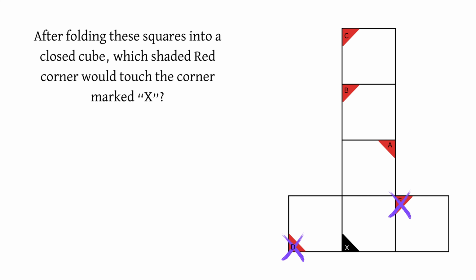At this point, if you don't see the answer, it's best to guess. Either option A, B, or C. You have a 33% chance of being right, and you don't lose points for being wrong. But the answer is option C.